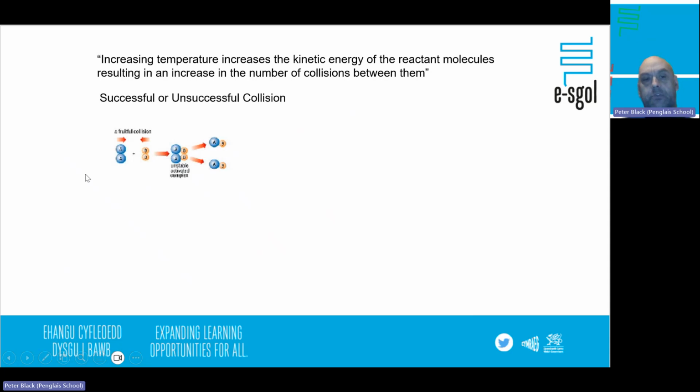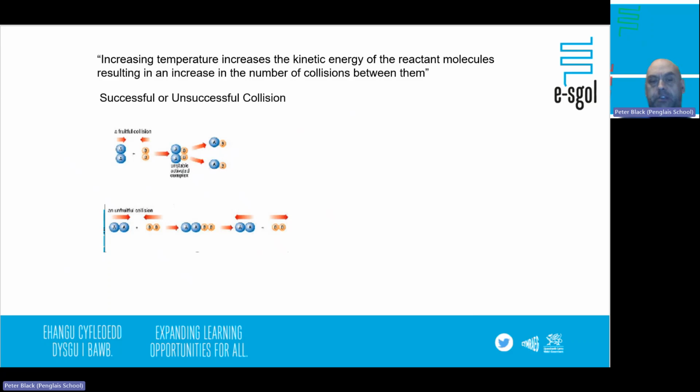Now, we can also have what's called an unsuccessful collision, and this is where particles don't collide with enough energy for them to actually break apart, and all they simply do is bounce off each other. So they haven't collided with quite enough energy. Obviously, at a higher temperature, your particles are moving faster. It's much more likely that one of these collisions between particles will be successful.